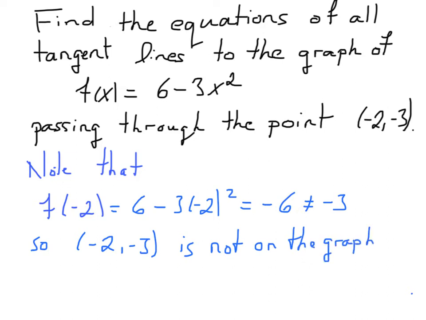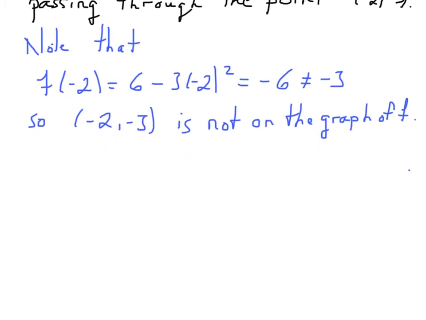So we can't actually find the equation of the tangent line to f at minus 2, minus 3. And that's why in our question here, we're not asked to find the equation of the tangent line to f at minus 2, minus 3, but the equations of all tangent lines to the graph of this function that pass through minus 2, minus 3. Well, let's draw a picture so we see what's really being asked.